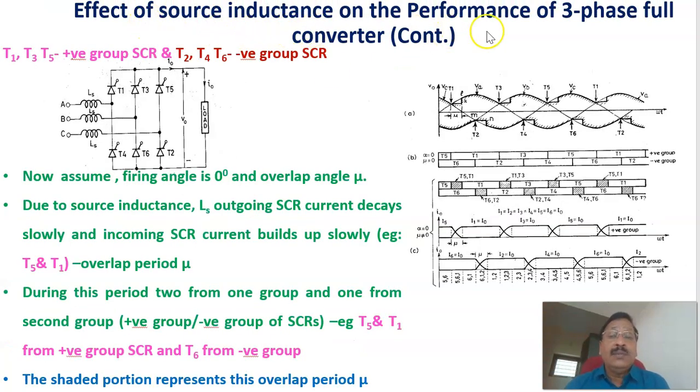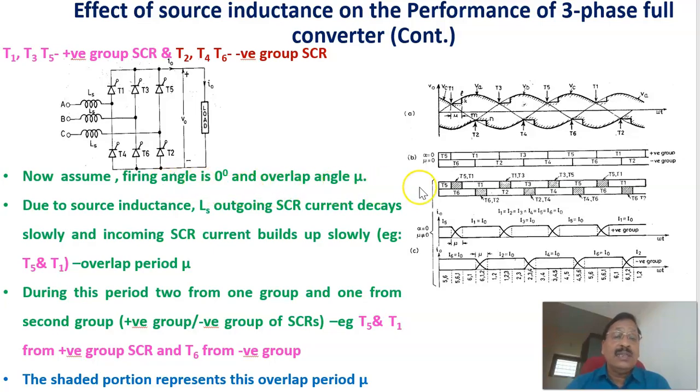Now continuing the effect of source inductance on a three-phase full wave converter, in which we can see that T1, T3, T5 are the positive group of SCRs, and T2, T4, T6 are the negative group of SCRs. These are the source inductance. Three-phase supply is given. This is an RL load, which makes the load current constant. And now the firing angle is 0 and the overlap angle.